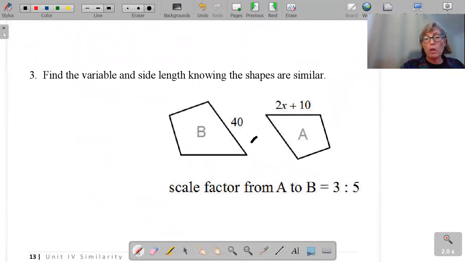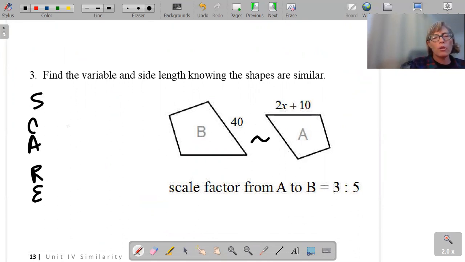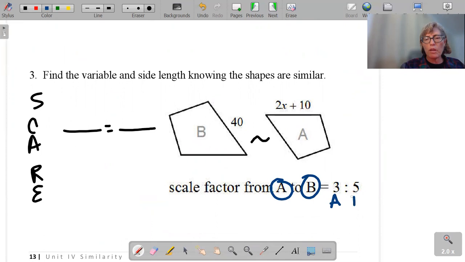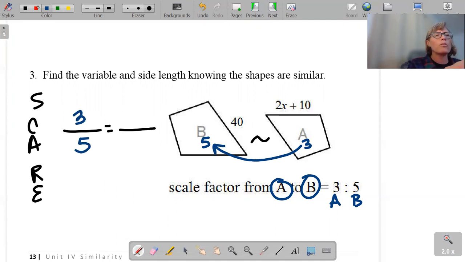Below, the shapes are similar. Similarity means congruent angles, ratios which are equal. So I'm going to establish what my scale factor is. My scale factor from A to B is 3 to 5. Careful, careful. My A is here on the right. My B is here. Now we're not going left to right. So from A to B, it's a 3 to 5 ratio. In whatever direction I start, I must follow.